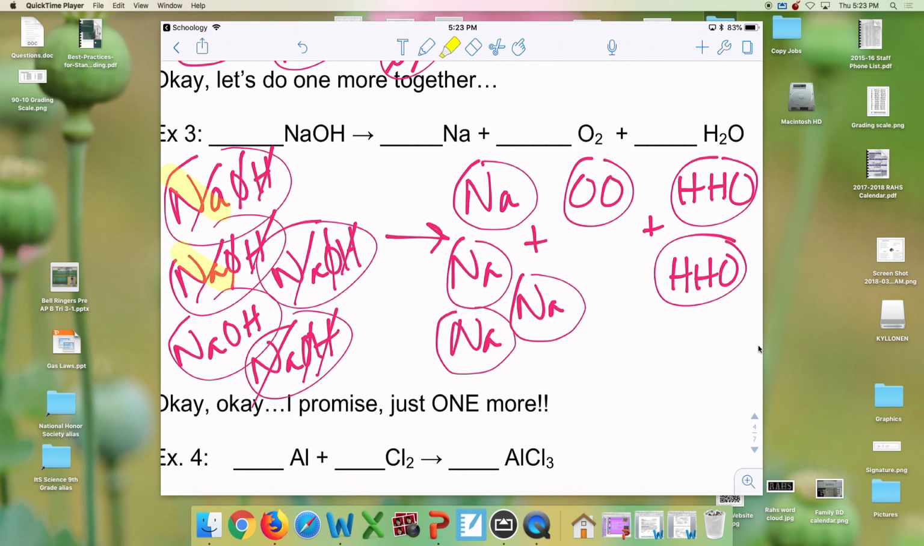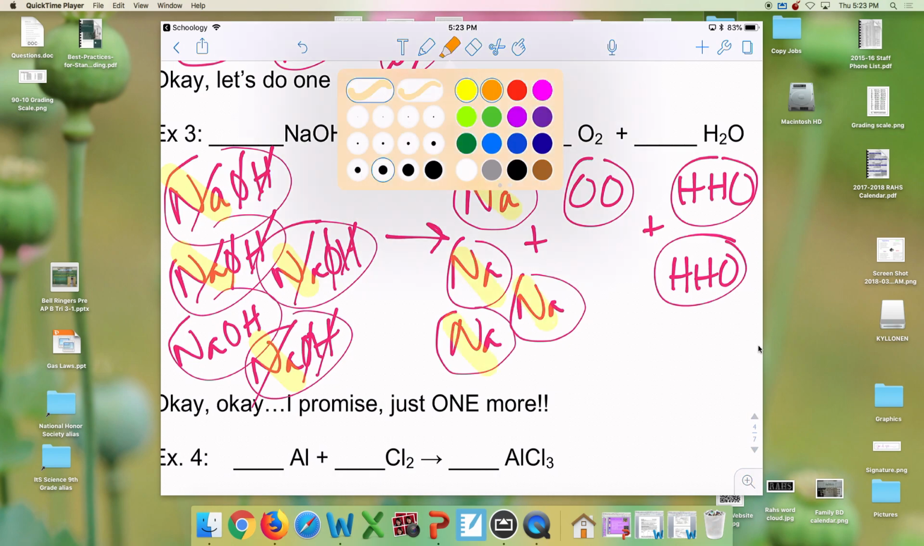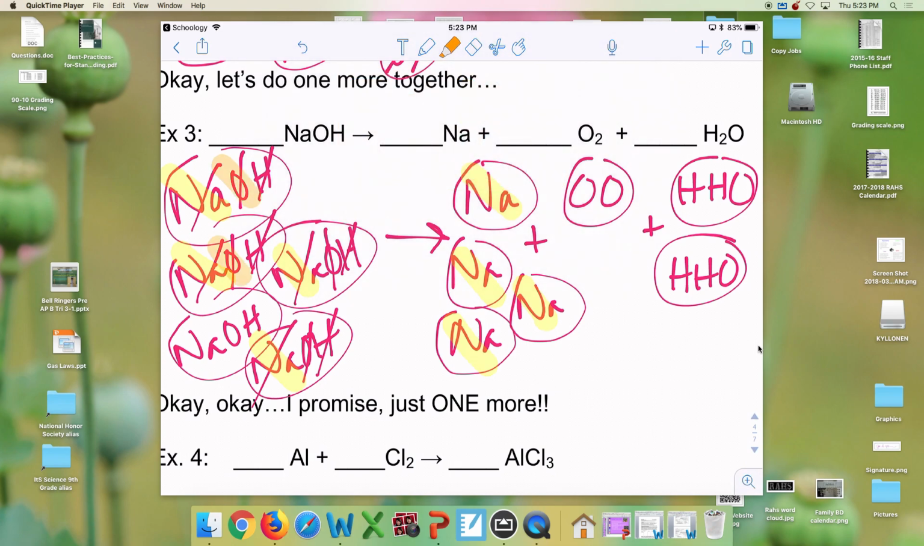So I have 1, 2, 3, 4 sodiums crossed off, and I made 1, 2, 3, 4 on my product side. Okay, so that looks good. I've got 1, 2, 3, 4 oxygens crossed off, and 1, 2, 3, 4 oxygens on my product side. So that makes sense. And then my last one, I've got 1, 2, 3, 4 hydrogens that I crossed off, and 1, 2, 3, 4 hydrogens on my product side.